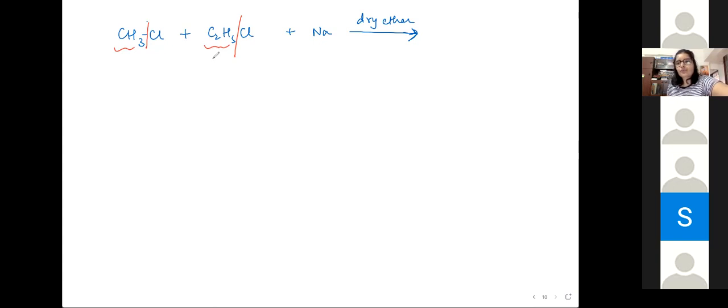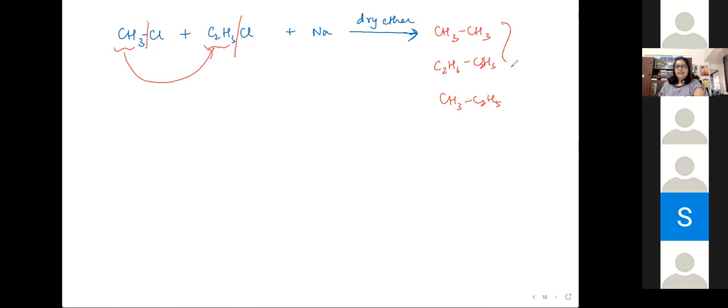So one possibility is that two of the methyl groups bump into each other, so you get CH3, CH3. Two of the ethyl groups can bump into each other, so you get C2H5, C2H5. One of this can bump into one of this, so you can also get CH3, C2H5, that is C3H8. So these are all the possible products if you take two different alkyl halides.